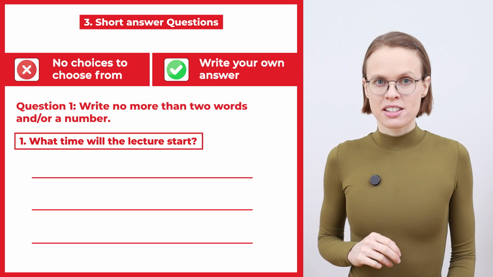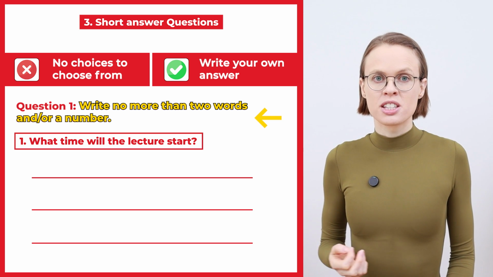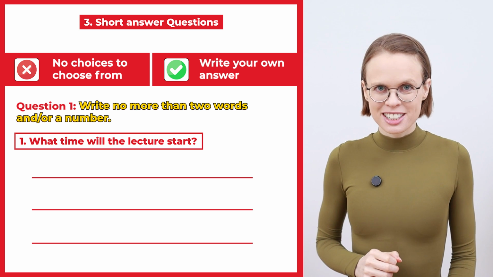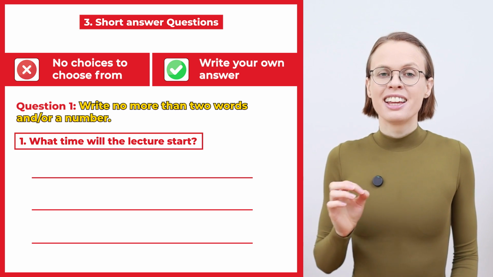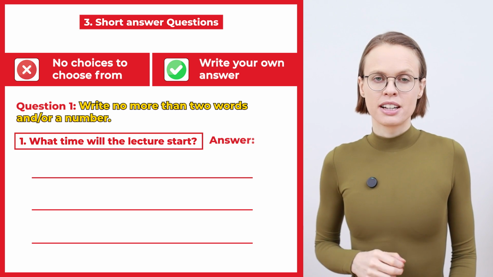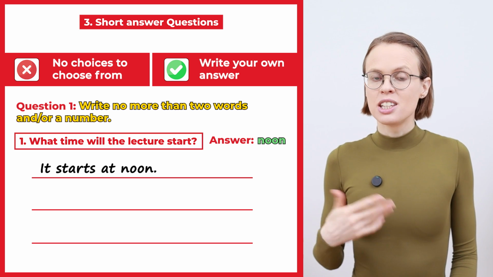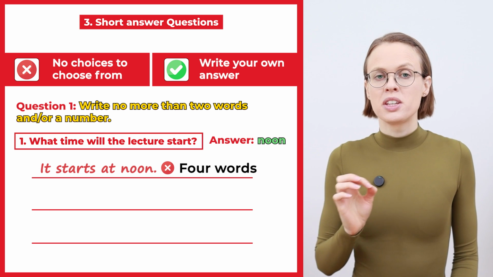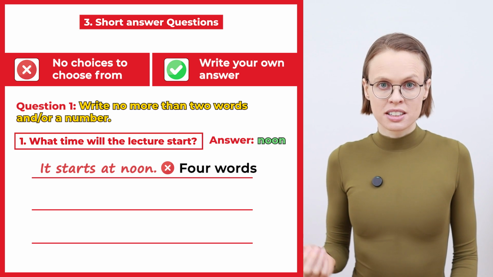Note that these questions give specific directions about how many words or numbers you can give for the answer. That is really, really important. Even if you get the answer correct, it will not be given a point if you give the wrong word count. For example, the answer might be noon. If you write, it starts at noon, you will get the question wrong because that's 4 words, but the instructions ask you to write no more than 2 words and/or a number.